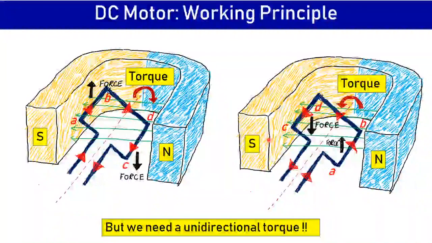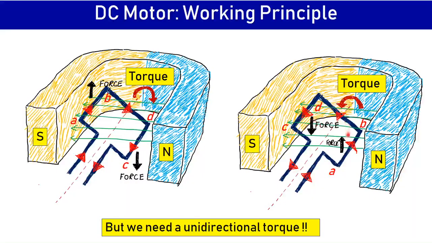So here our purpose will be served if we can reverse the direction of current when this conductor AB is under the north pole. That is, in this case, if the current is from B to A in the conductor AB and from C to D in the conductor CD, then again this torque will remain clockwise. Once again, when this conductor AB comes under the south pole, the direction of current should be from A to B. So we need a mechanism which can periodically change this direction of current. That mechanism is known as a commutator.